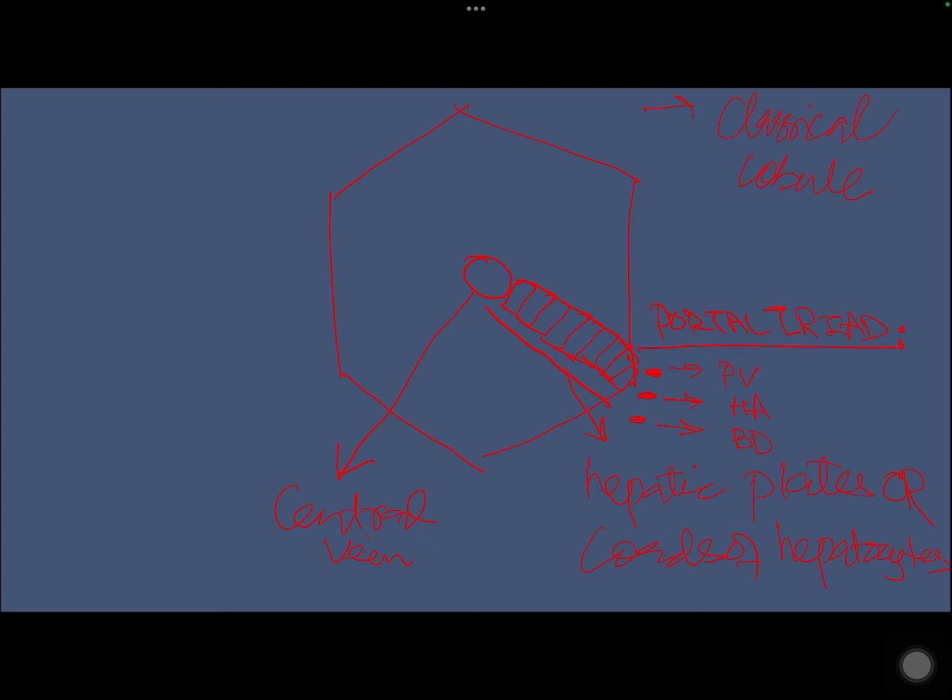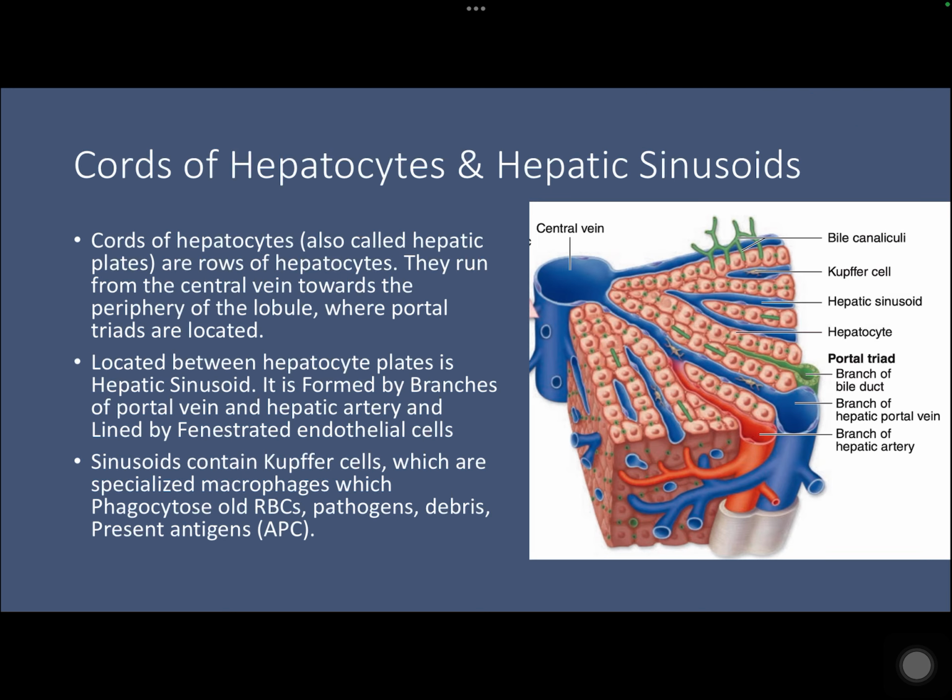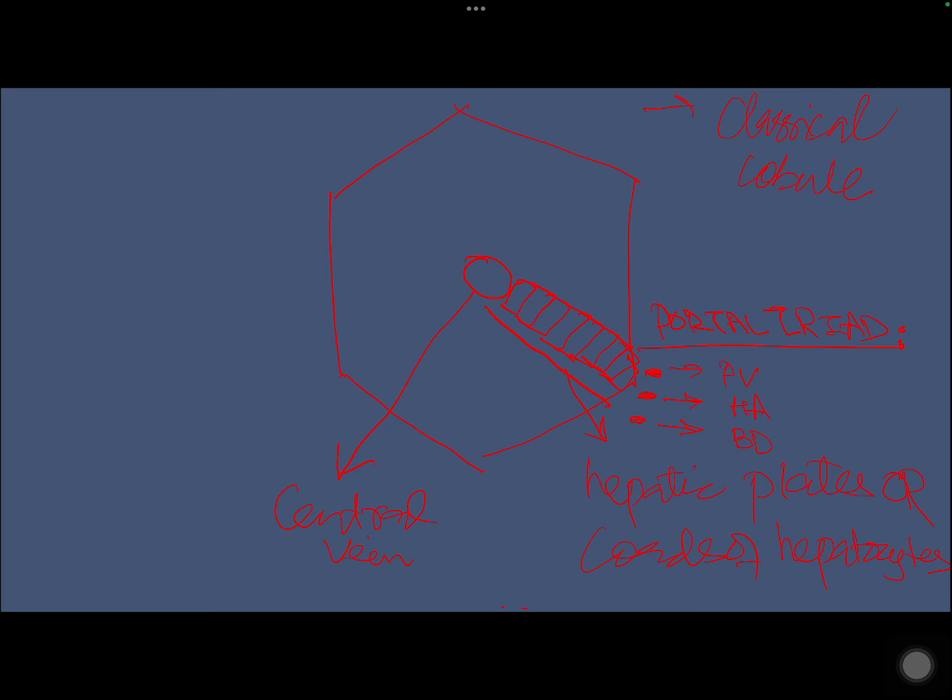This is the structure of a classical lobule, where we can see a central vein, cords of hepatocytes or hepatic plates, and a portal triad. Again, this is a central vein, and this is a portal triad, which has a branch of the bile duct, portal vein and hepatic artery. From the central vein towards the portal triad are these cells. These are hepatocytes, and collectively we call them cords of hepatocytes or hepatic plates, as I mentioned earlier.